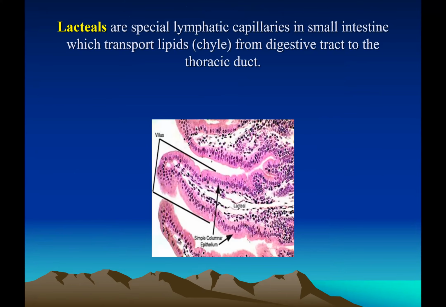This is a picture of lacteals. So this lymphatic capillary will absorb the fat in your diet. And then when it has fat, it is called a chyle. So it is going to transport the fat from the digestive tract to the thoracic duct. So they are called lacteals.